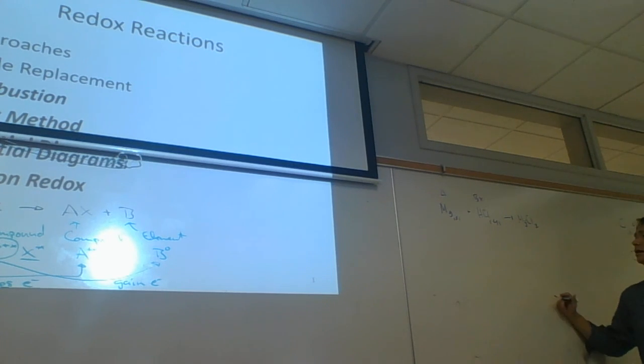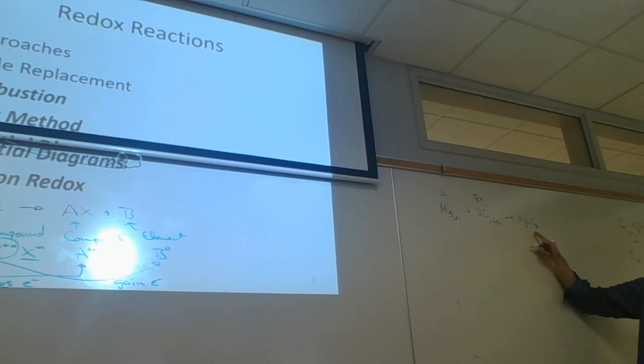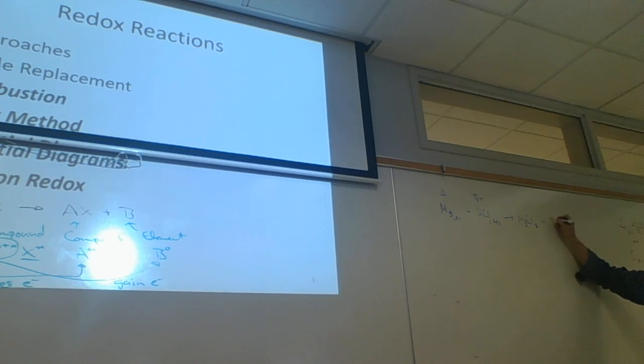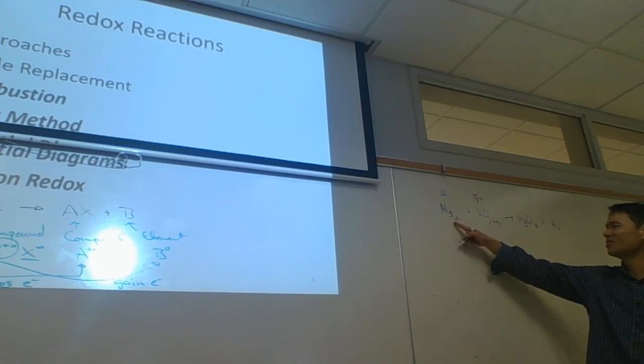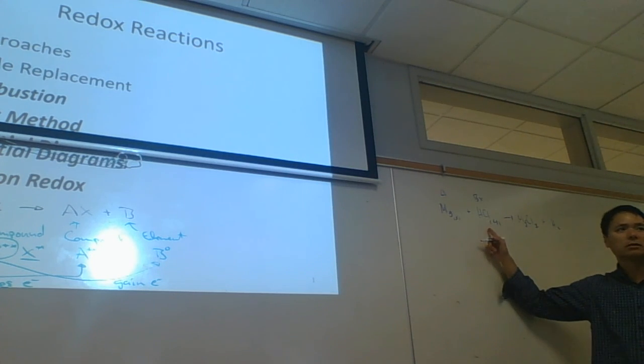MgCl2. Now, there's water present, and we'll look at that in a minute. But what else will form here? Yeah, the element hydrogen. The element hydrogen is diatomic, so we have to make sure it's H2, not just H. And so what we say is this: magnesium is the reducing agent. What's the oxidizing agent? The oxidizing agent is H+.